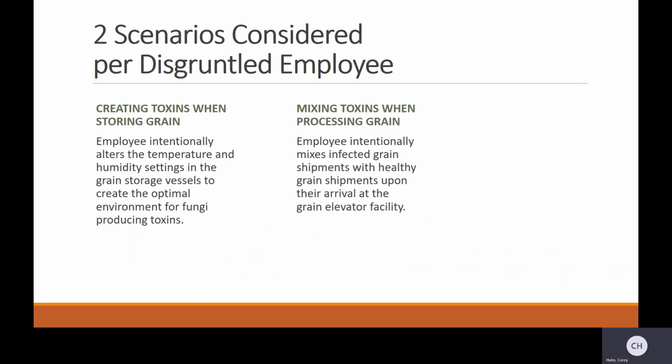So moving on to 2 possible scenarios of how the disgruntled employee could intentionally contaminate the food supply. One thing the employee could do is intentionally alter the temperature and humidity settings in the grain storage vessels to create the optimal environment for fungi producing the aflatoxins. Another thing the employee could do is intentionally mix infected grain shipments with healthy grain shipments when they arrive at the grain elevator facility.